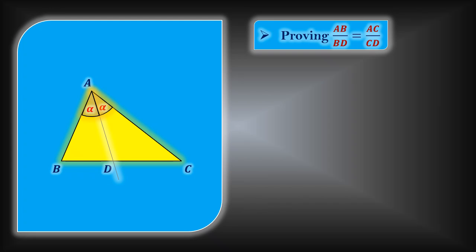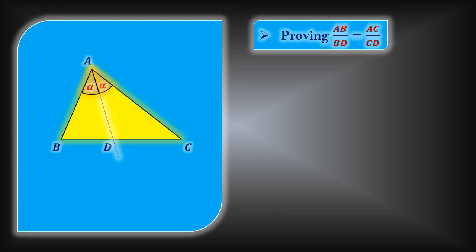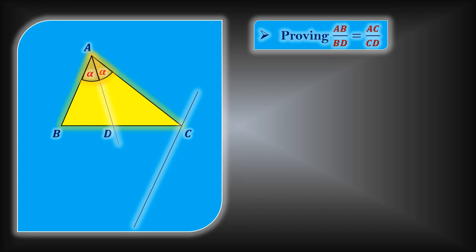To begin the proof, we draw a line passing through the point C that is parallel to the line AB. Next, we extend the line AD until it intersects this parallel line at a point noted E. Now we observe that we have two parallel lines, namely the lines AB and CE, intercepted by a secant line, which is the line AE.